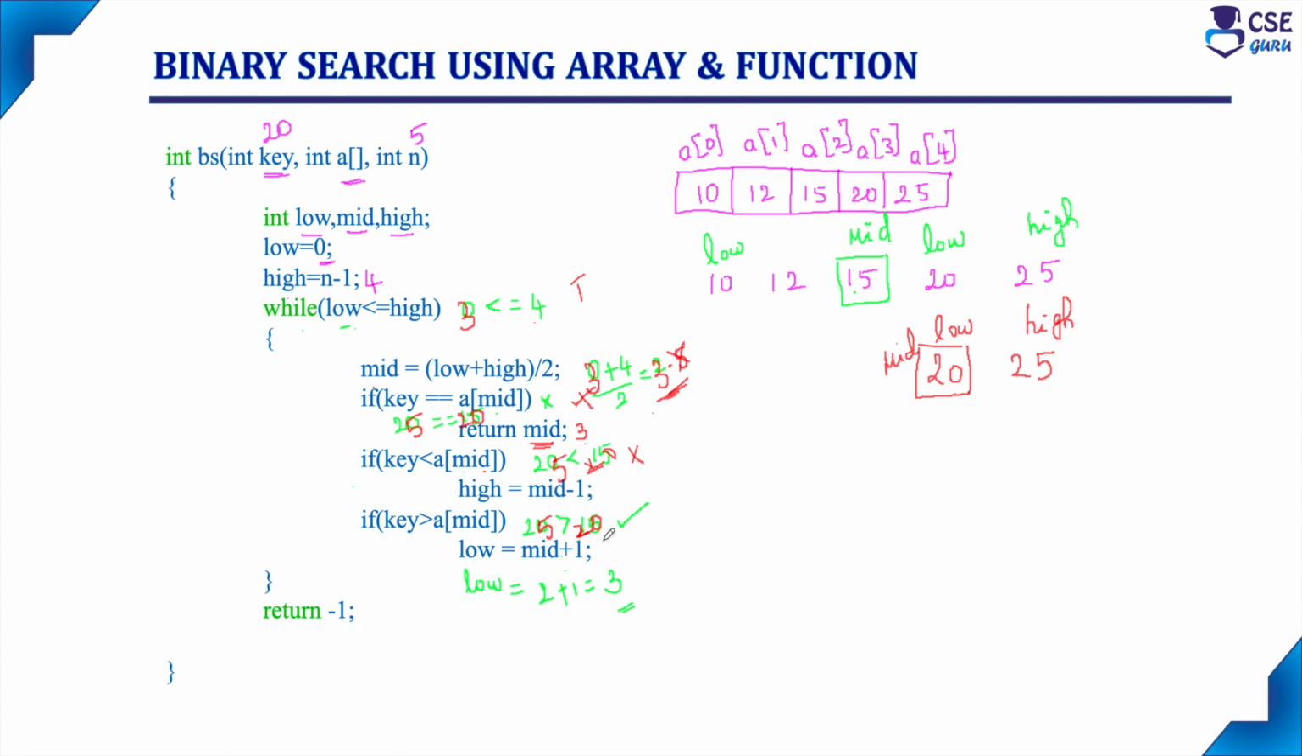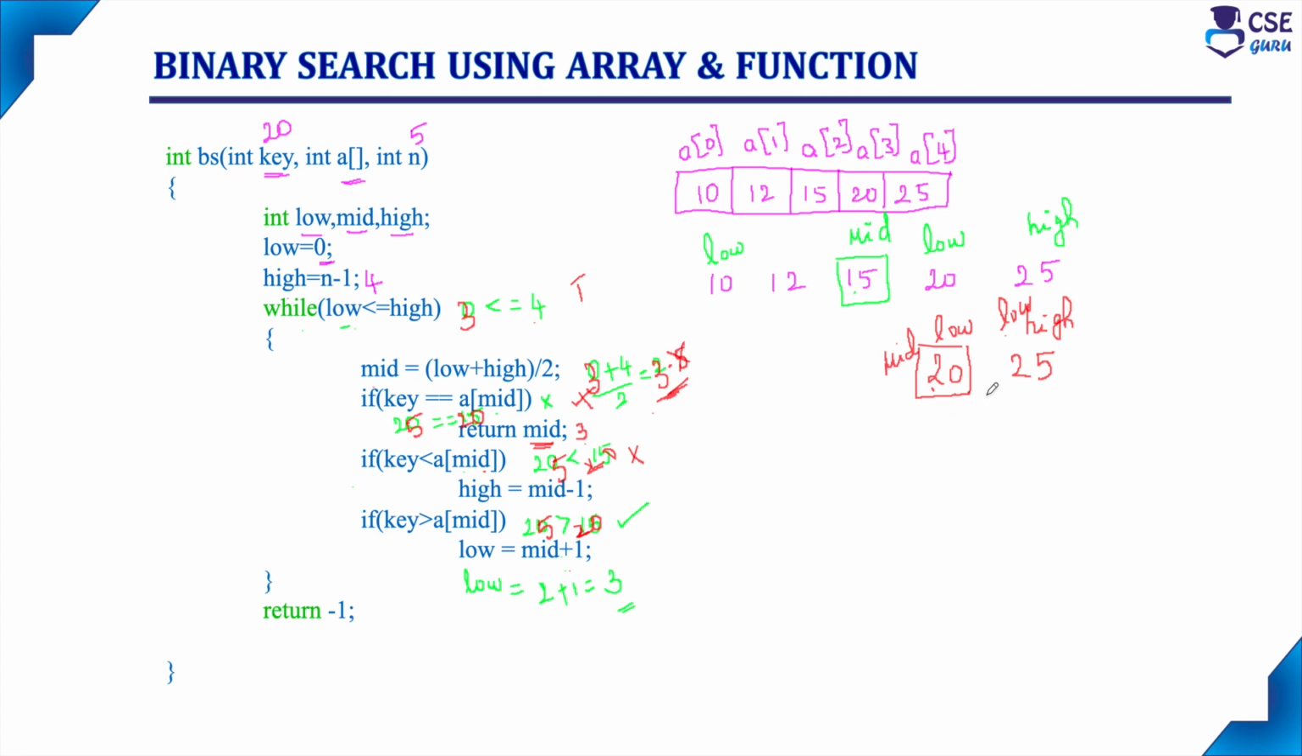Now, since we have considered key element 25, low is equal to mid plus 1. So mid is this one, and mid plus 1 means it will go to the next element. Now only one element is present in the array. Low is also the same element, and high is also the same element. So it won't check the left part of the array. It will check only the right part of the array, so now this mid element will also be neglected.